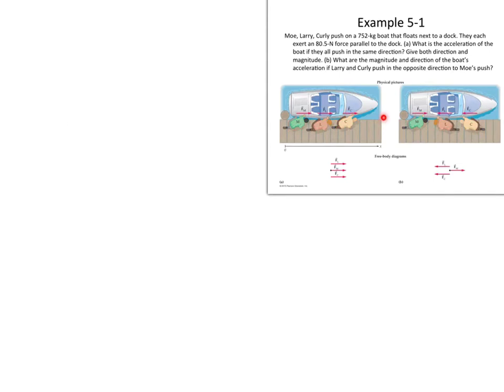So we can say that the force from Moe, the force from Larry, and the force from Curly right here are all going to be in the same direction. And what are they each? Well, they have an 80.5 Newton force that they apply to the boat. Again, a newton is about a quarter of a pound.